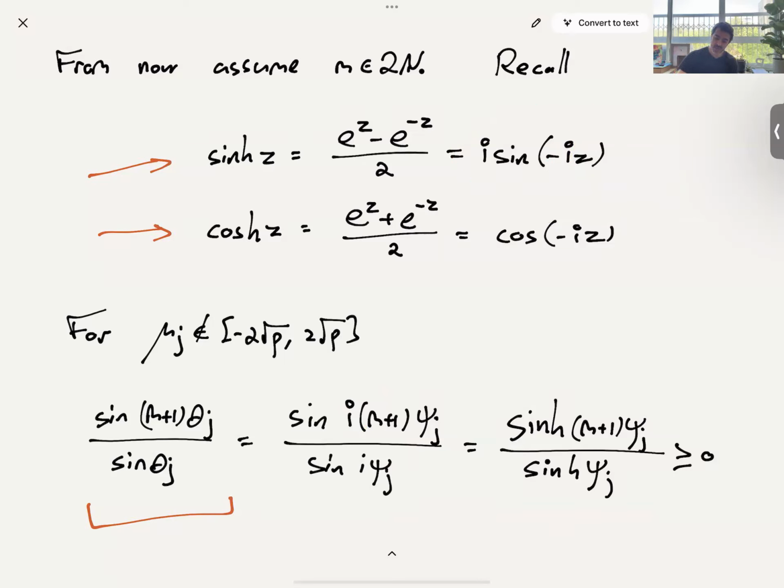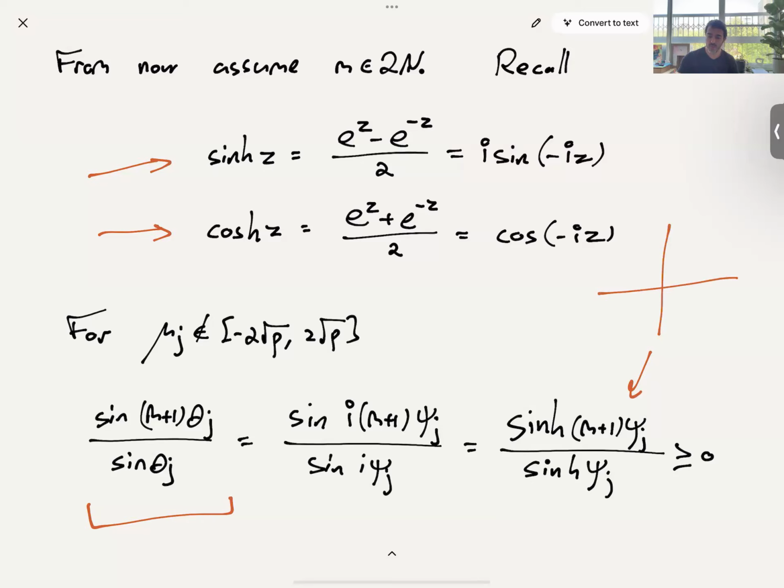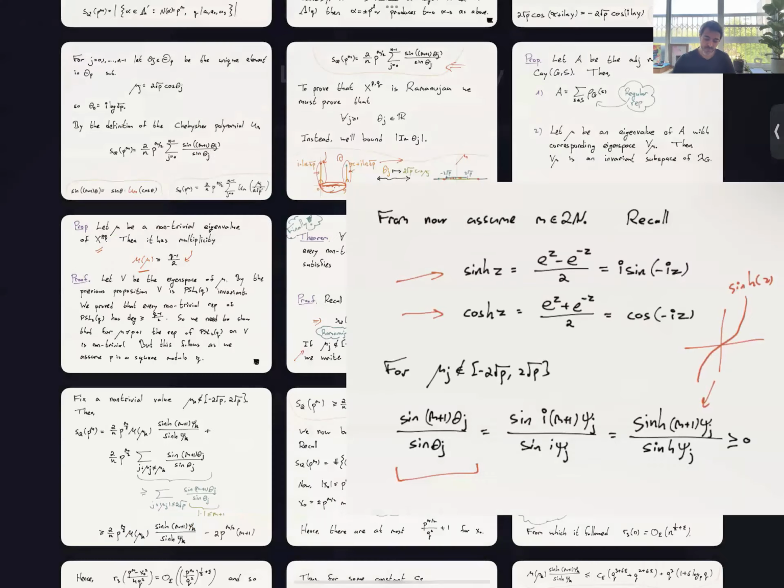Now, this function is positive, so this is a non-negative thing. The hyperbolic sine looks something like this, and everything here is positive. Psi j is positive and n plus 1 is positive. So we are on the positive side. Good.